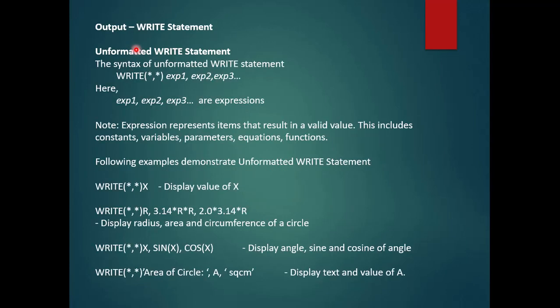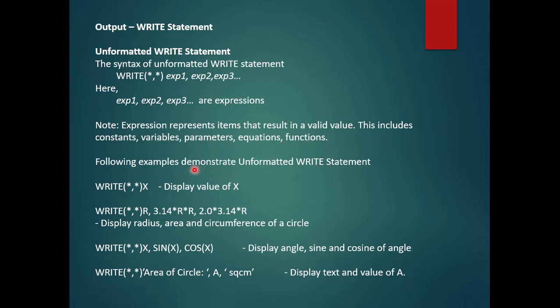Similarly, the syntax of the unformatted write statement is similar to that: write star comma star exp1, exp2, exp3. These are the expressions, and you can write them here. In the earlier read star comma star, there used to be only variables, but now here there are expressions. What does an expression represent? It results in a valid value. So it can include constants, variables or parameters, and you can directly write down an equation or function as well.